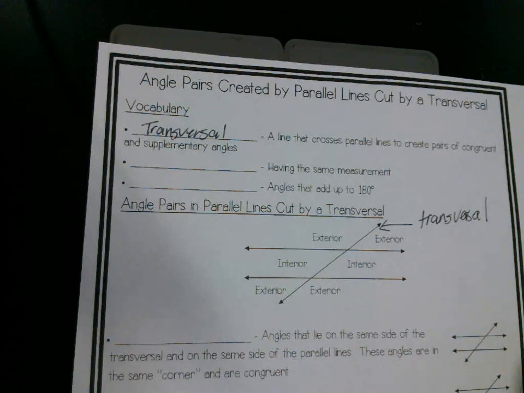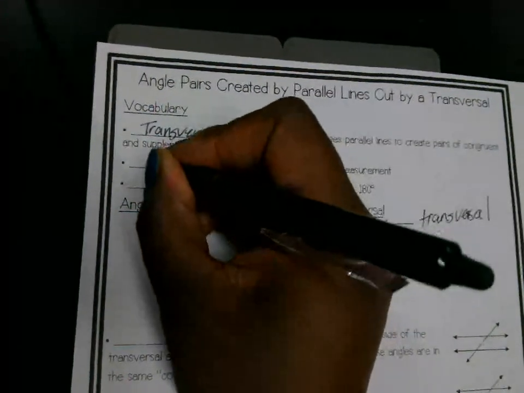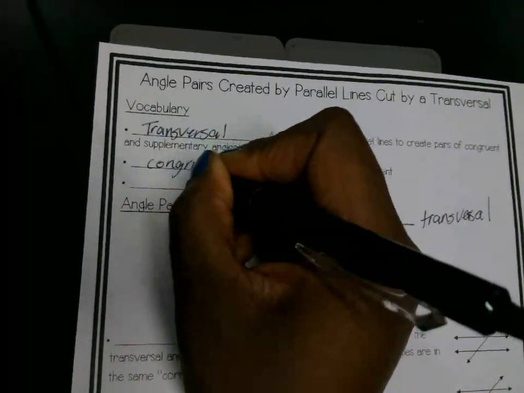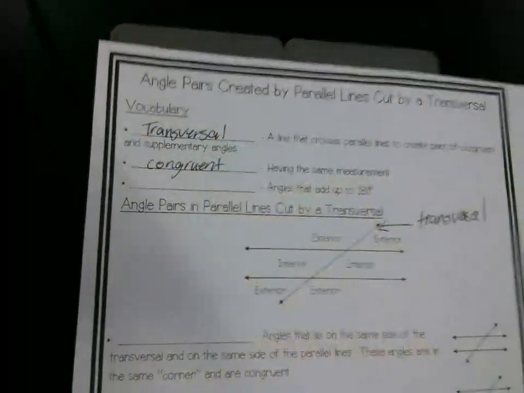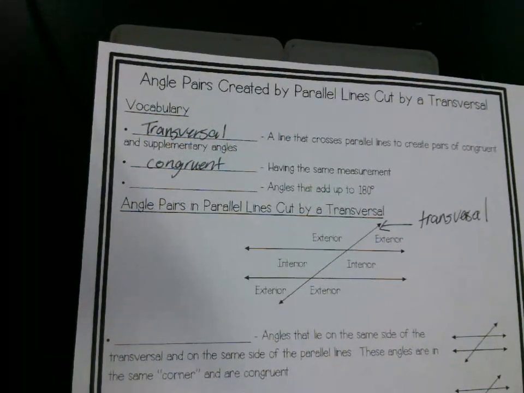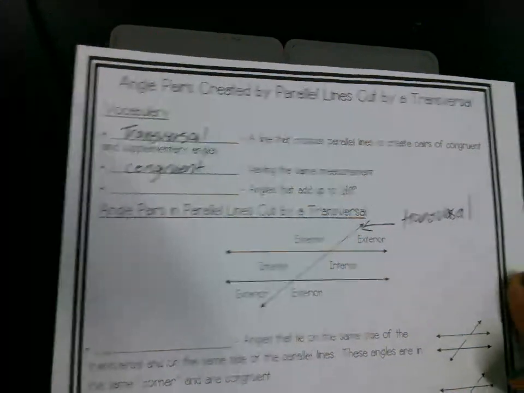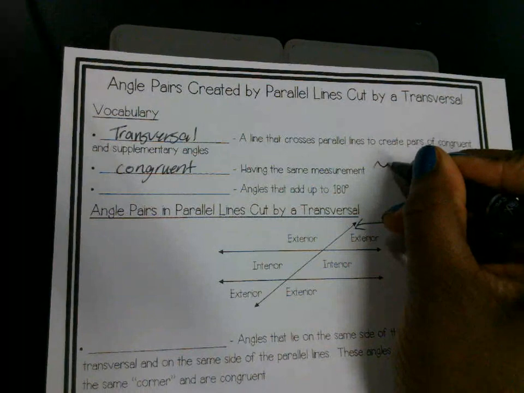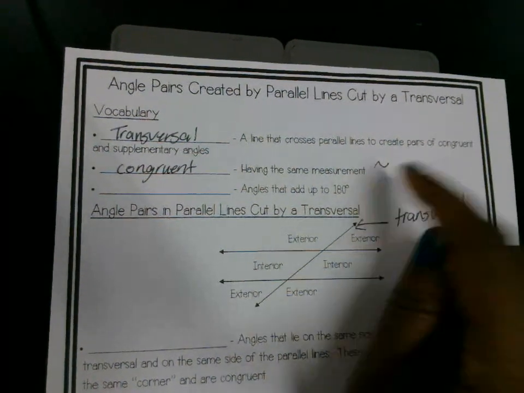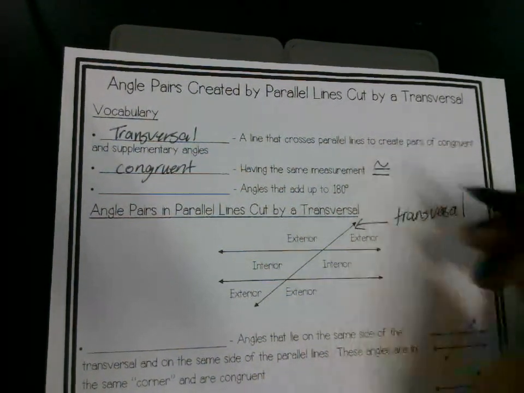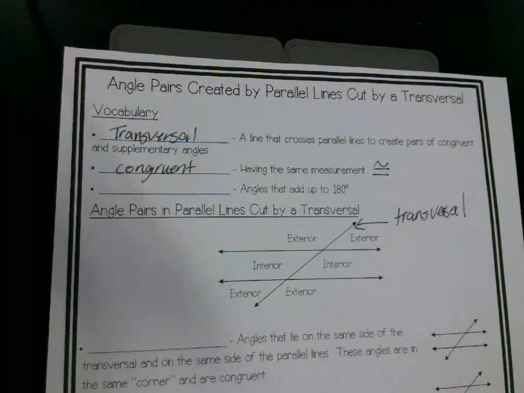Having the same measurement means that the angles are the same, which means they are congruent. If they have the same measurement, that makes them congruent. Those angles are congruent. The symbol for congruent is the little similar sign, a tilde, with an equal sign underneath. That is the symbol for congruent.